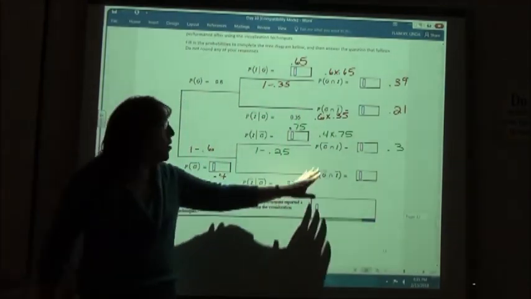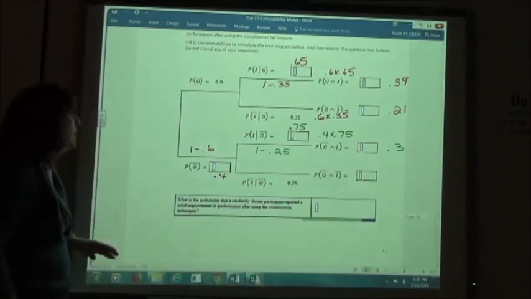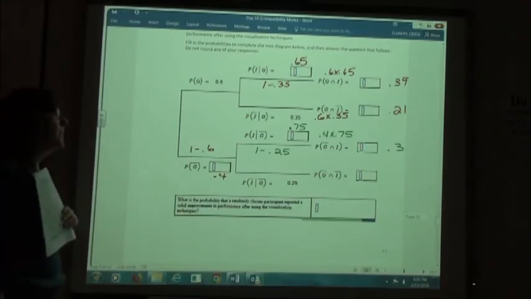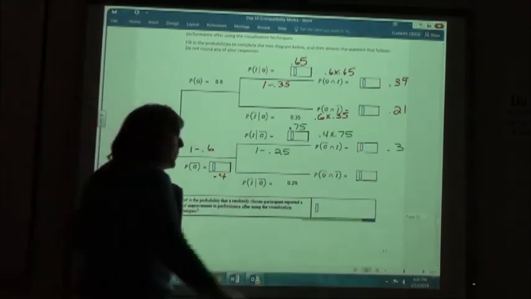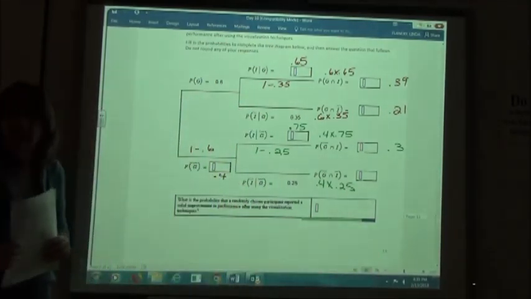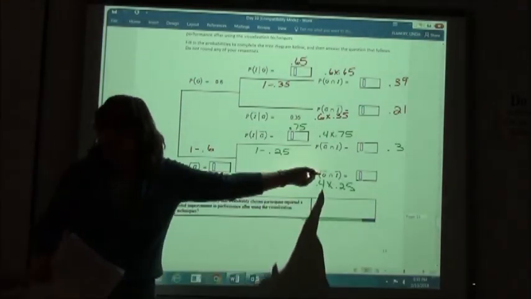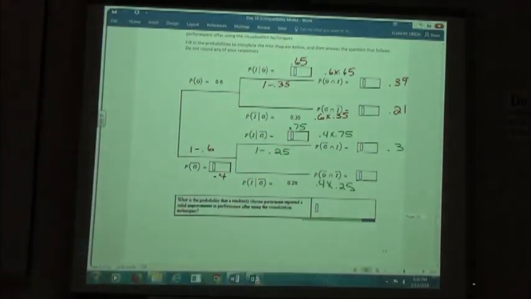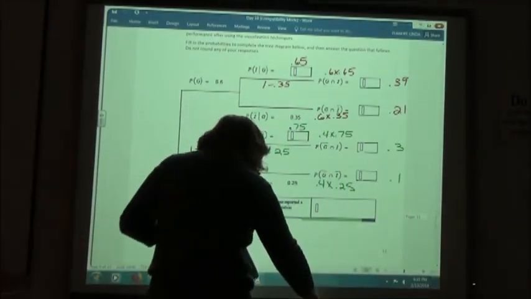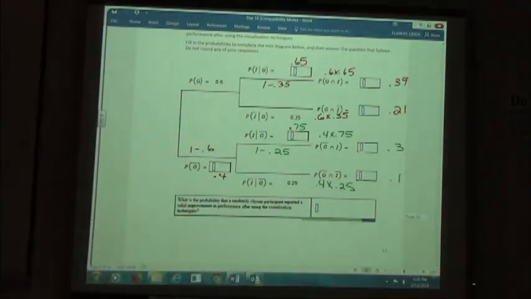On the last line here, those that are not golfers and did not improve. So I am going to take 0.4 times 0.25. 0.4 were not golfers, 0.25 did not improve. I'm going to multiply that together and I get 0.1.